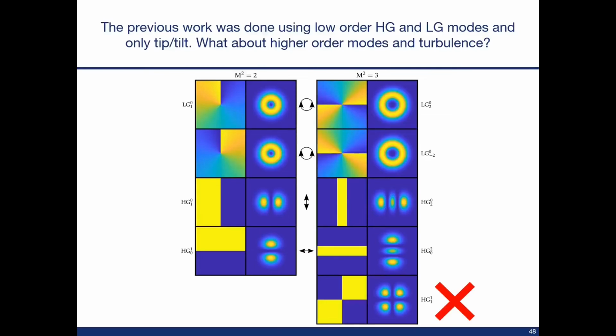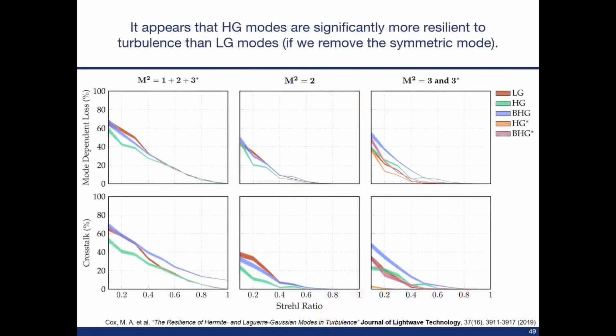However, the HG11 mode, which is symmetrical, and perhaps other symmetrical HG modes too, will not be resilient as far as our hypothesis is concerned. And the results agree with this. Let's consider the bottom row, which is percentage crosstalk from one mode to the other. As before, turbulence causes crosstalk, but if a certain mode experiences less crosstalk in the same turbulence, then it is probably a better choice in an FSO system.